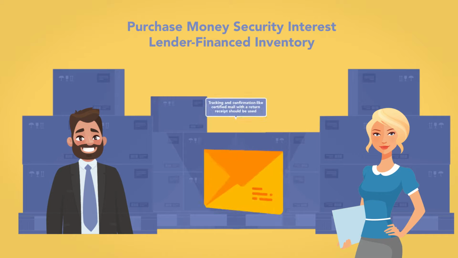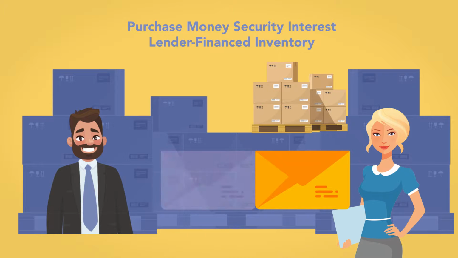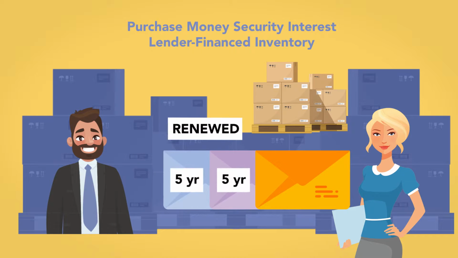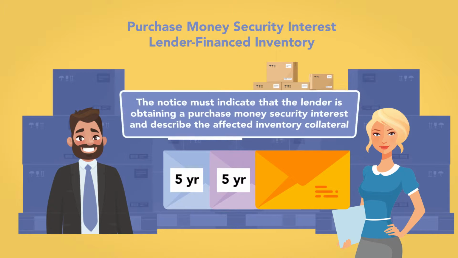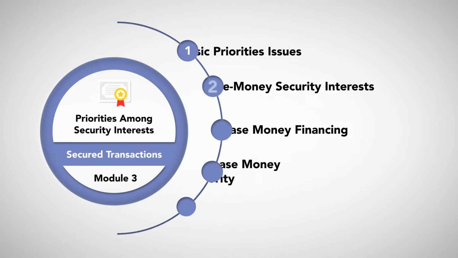Additionally, the notice must be sent and received before the debtor gets its new inventory and must be renewed every 5 years if the inventory lending is ongoing. Finally, the notice must indicate that the lender is obtaining a purchase money security interest and describe the affected inventory collateral.